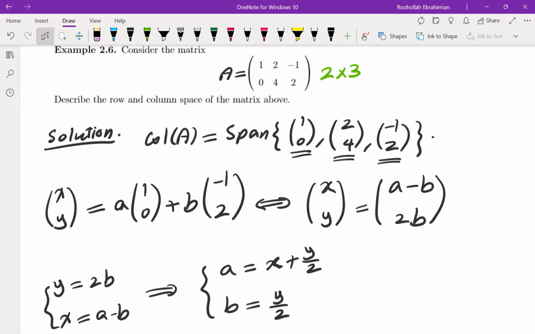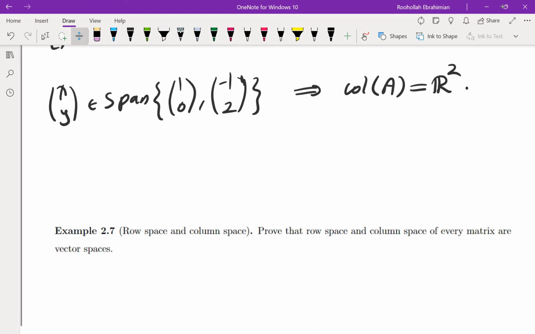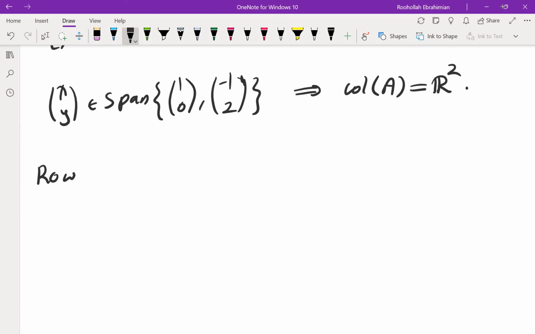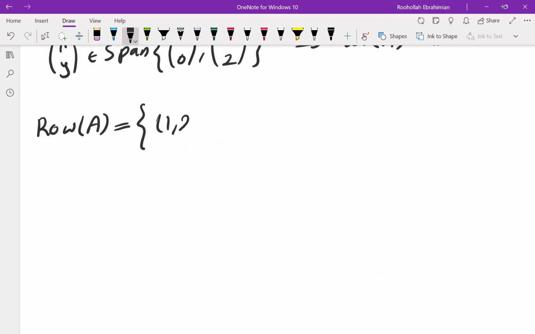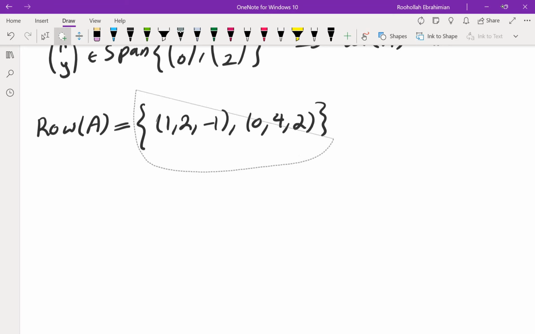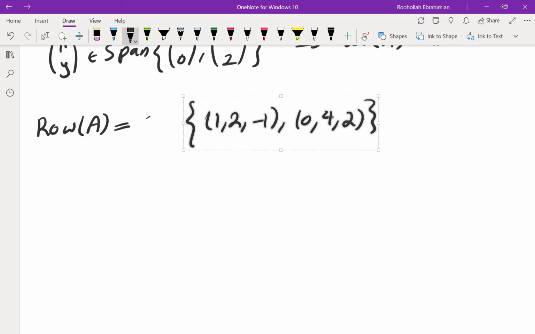So that's one thing to keep in mind. The other one is the row space of this. That was a little bit easier, so I did the row space first. The row space is the span of the rows of this matrix. So let me write it down. The rows are (1, 2, -1) and (0, 4, 2). I will have to find the span of these two vectors. I forgot the span at the beginning, so I need to find the span of these two vectors.